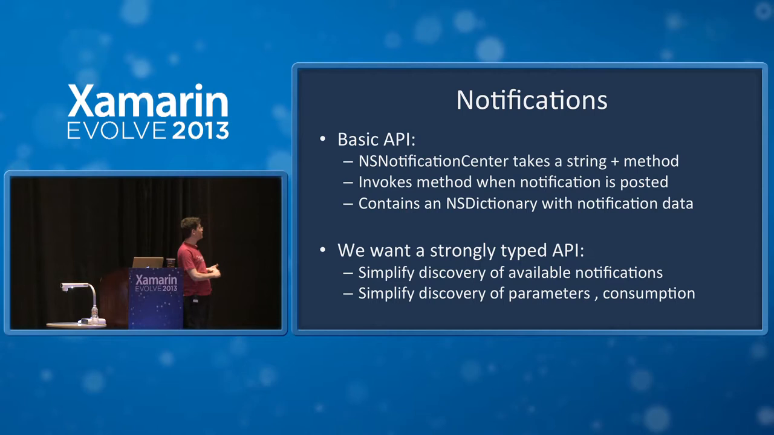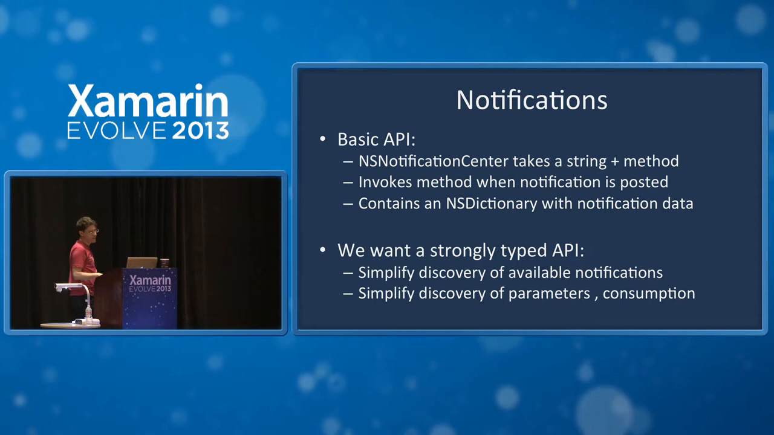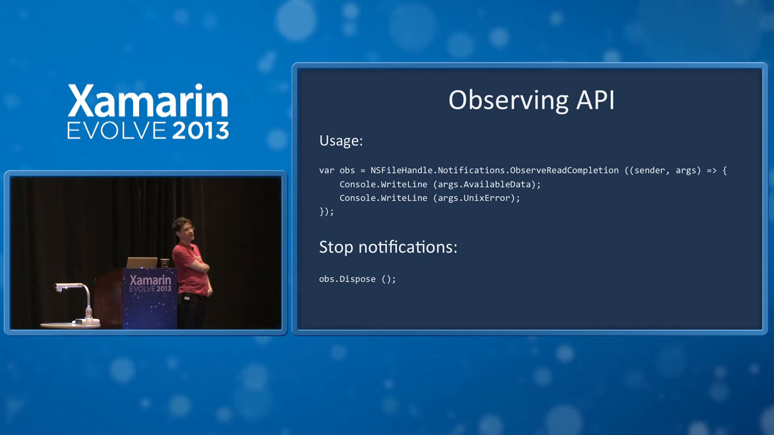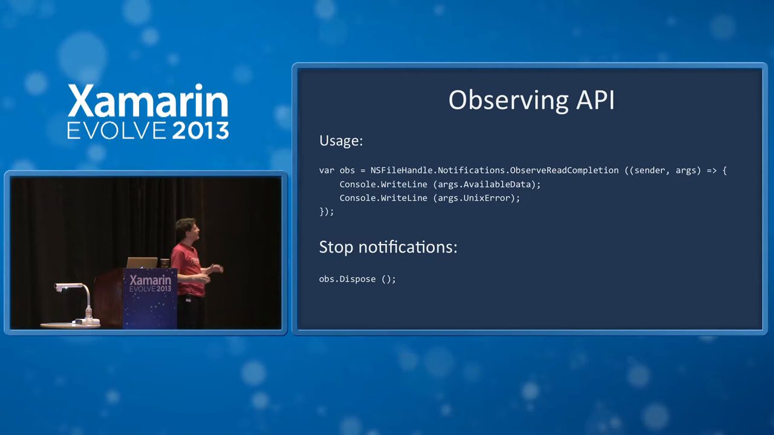So I mentioned this in the keynote. This is an example, NS file handle. What you will find when you bind notifications is that we create a subclass called notifications in your class. So if you have NS file handle notifications, you'll get a notification subclass. And then there's going to be a collection of methods that begin with the word observe, so observe and the name of the notification.